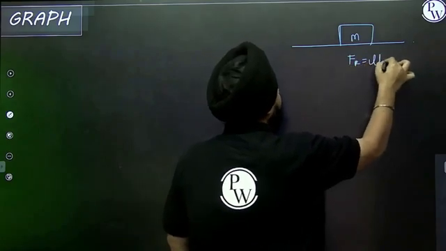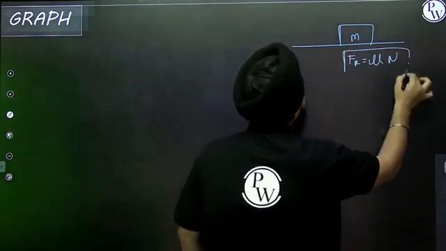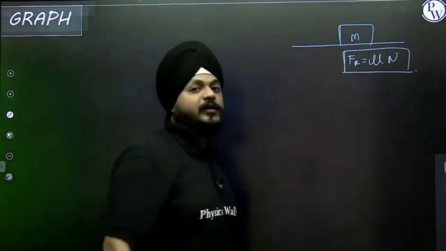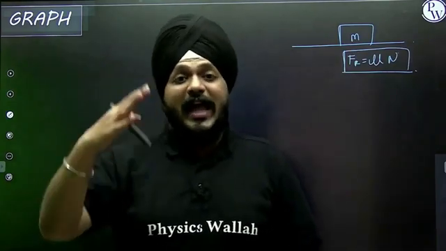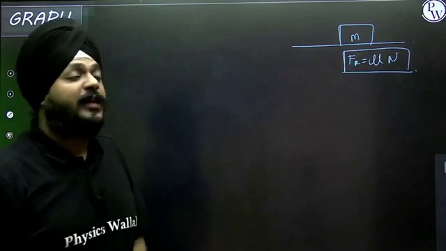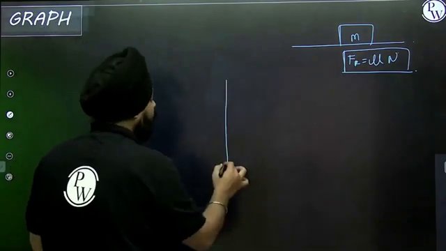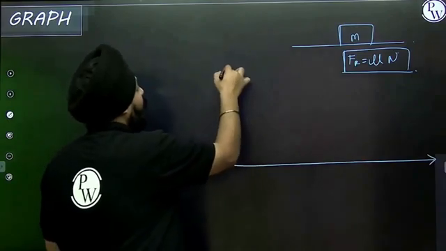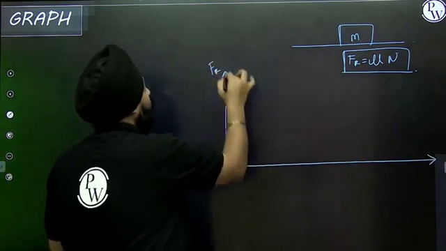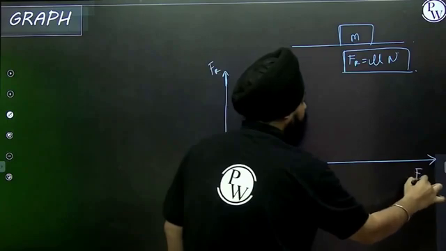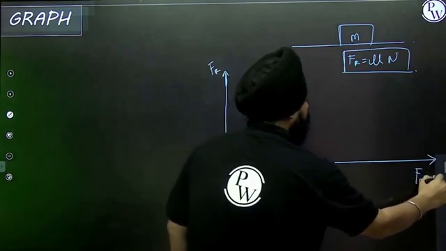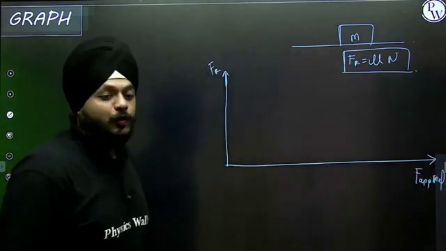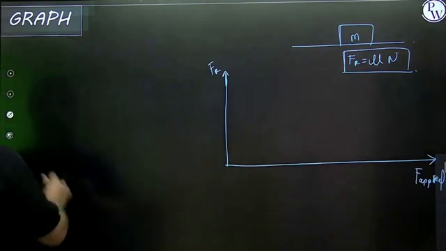Frictional force is always equivalent to mu of N, right? This is the formula of friction, but there are lots of confusions in the minds of the students. So for that, we are plotting the graph of frictional force versus applied force.